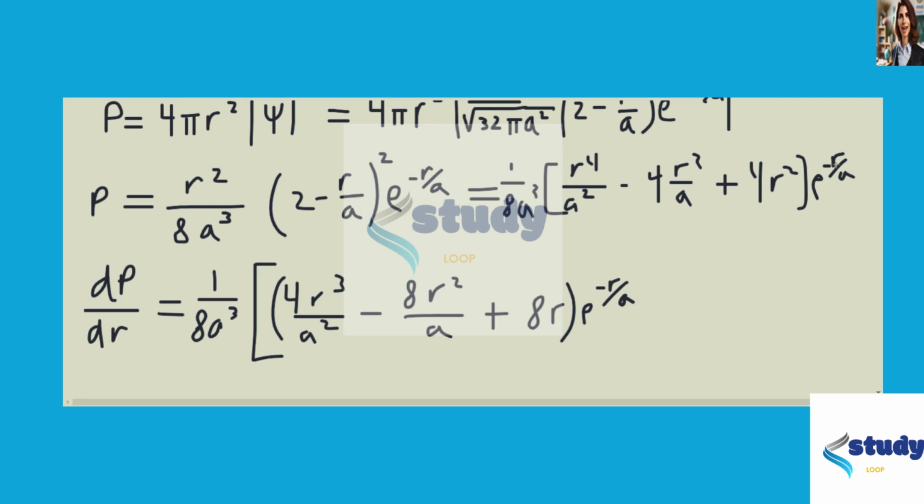And then we need to take the derivative of e to the minus r over a, because that's the other term that has an r value in it. So this minus 1 over a is what we get from the derivative of e to the minus r over a. So this is minus 1 over a times what we had previously, r to the 4th over a squared. This entire thing here is going to be multiplied by e to the minus r over a.